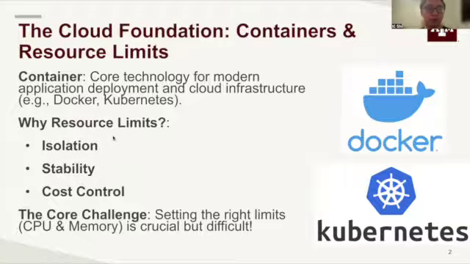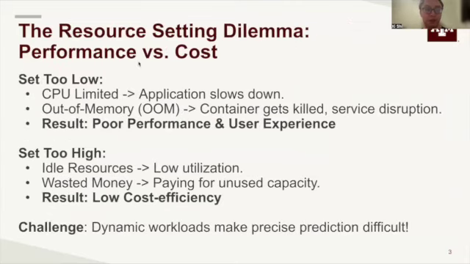Why set limits? Three reasons here. Isolation, stop one app using all resources. Stability, keep the system stable. And cost control. Cloud cost depends on resources. The main challenge is, what are the right limits? Setting the right limits can be difficult. There is a dilemma here: performance versus cost.